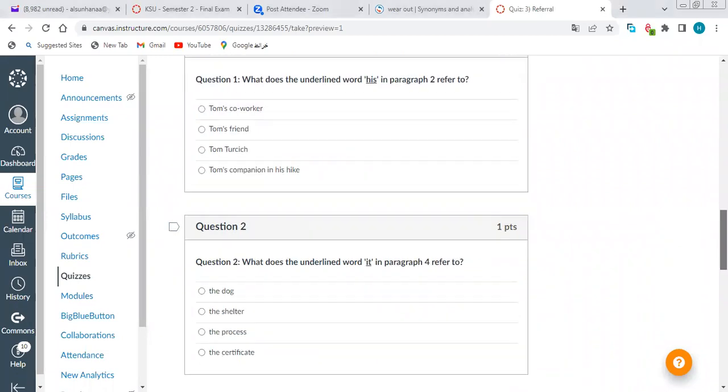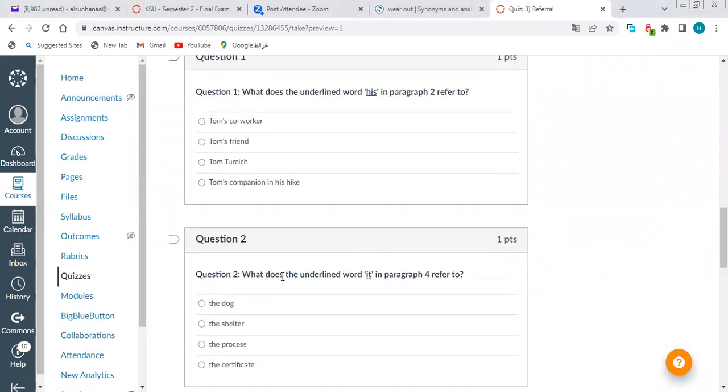Okay, number 2. What does the underlined word "it" in paragraph 4 refer to? It, of course, I need something non-human, and it must be singular. The dog, the shelter, the process, or the certificate.